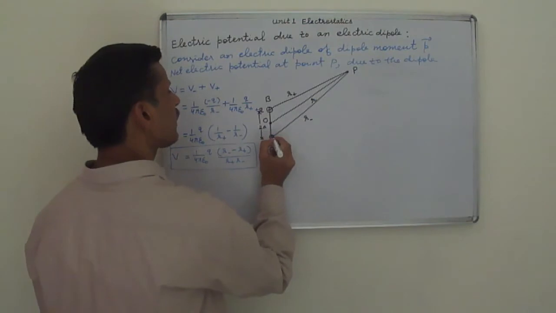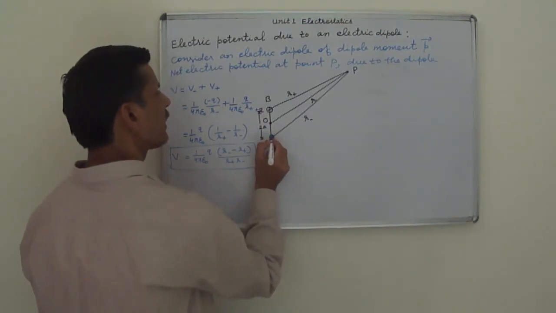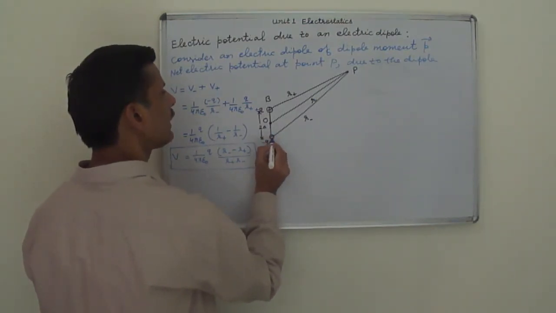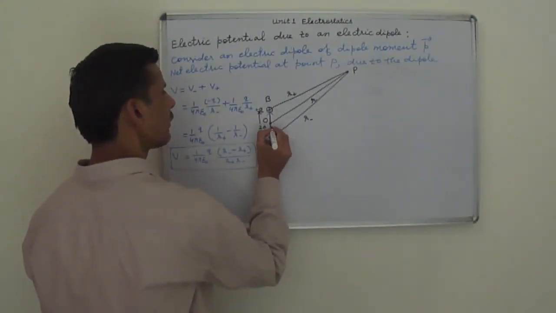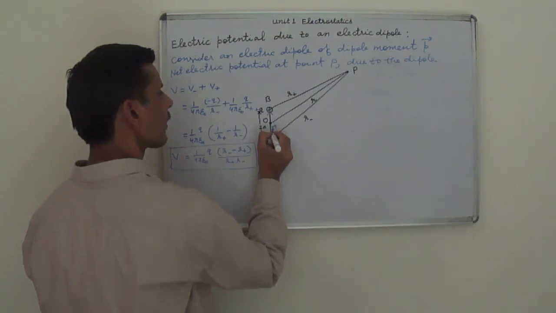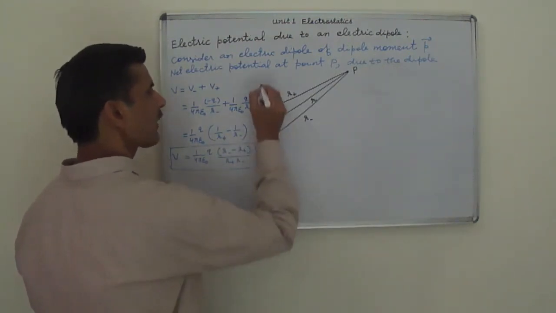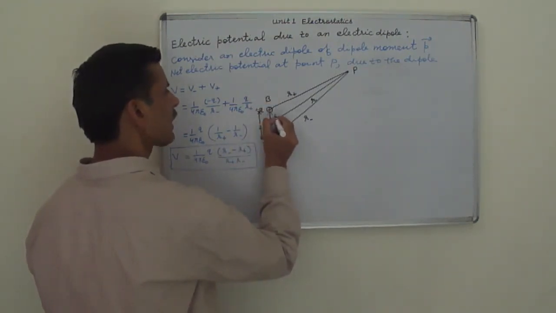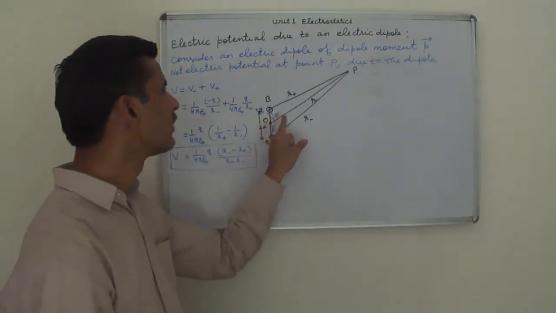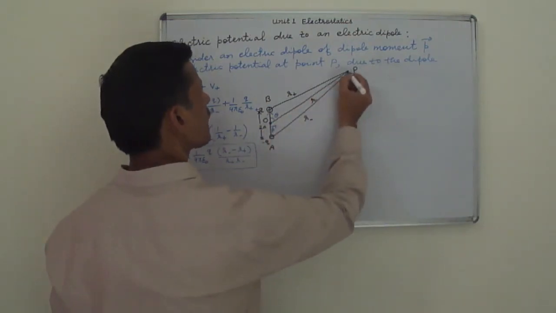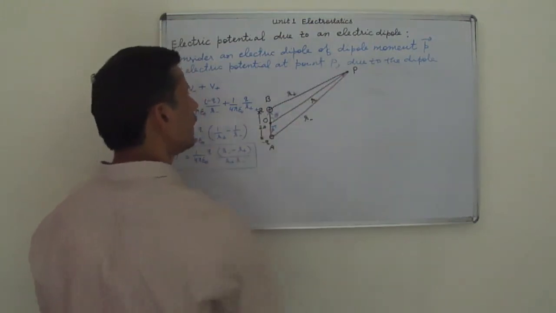Here you can see the dipole moment vector of this dipole. It is taken along the dipole axis from negative to positive charge. So this vector is P vector. And P vector is making angle theta with the position vector of this point P.